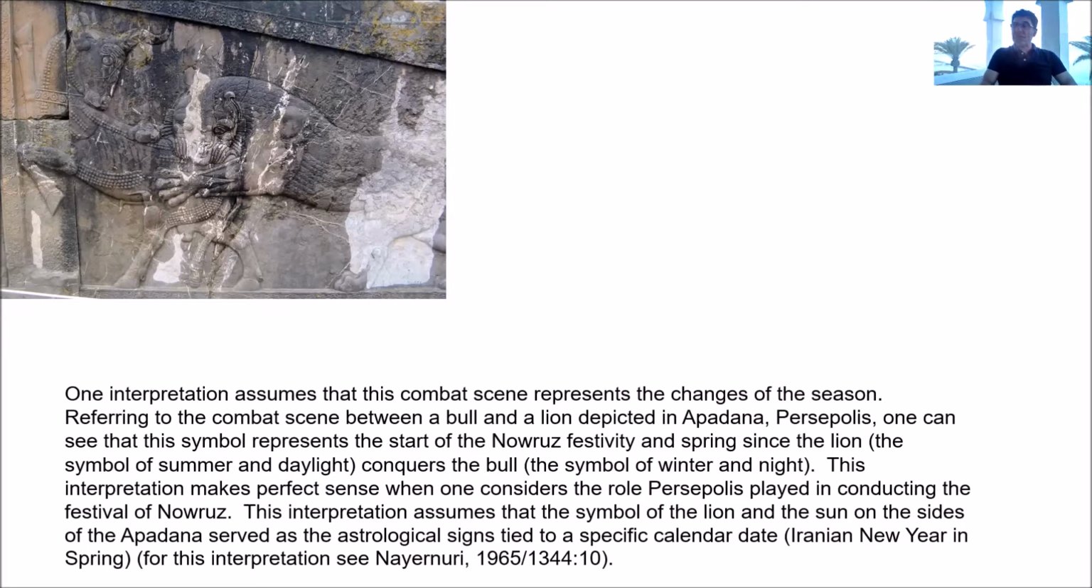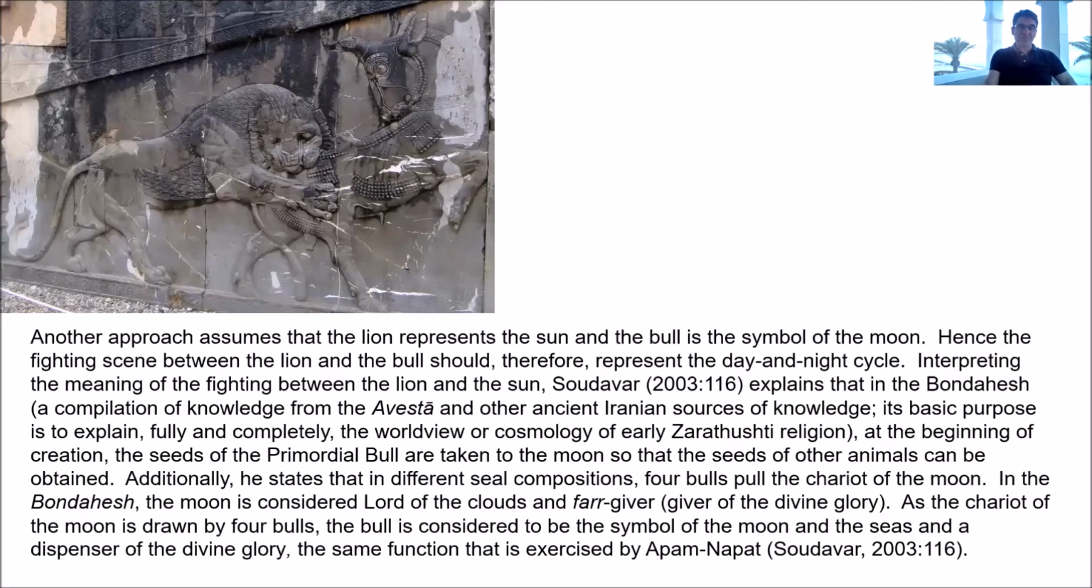winter and night. This interpretation makes perfect sense when we consider the role Persepolis played in conducting the festival of Nowruz. This interpretation assumes that the symbol of the lion and the sun on the sides of the Apadana served as the astrological signs tied to a specific calendar date, Iranian New Year Nowruz in spring. And again, Nayir Nuri, please check it for this interpretation.